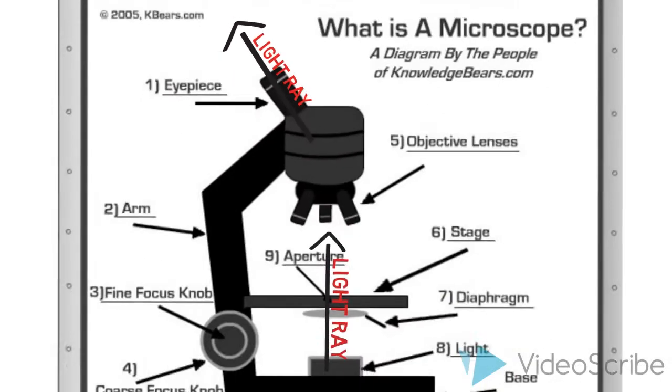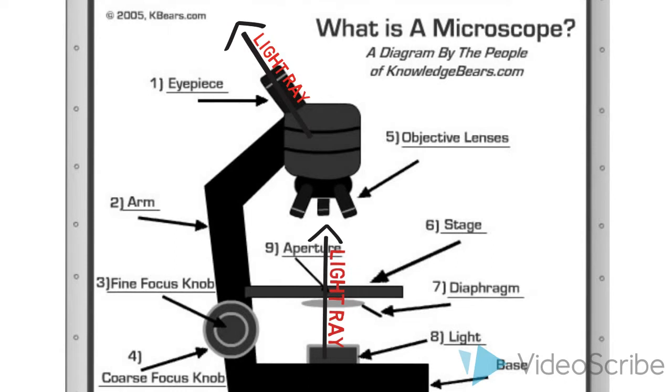The light rays from the bulb at the bottom of the microscope travel through the glass stage and into the objective lens. Then they're refracted from the objective lens through the eyepiece and finally into your eyes.